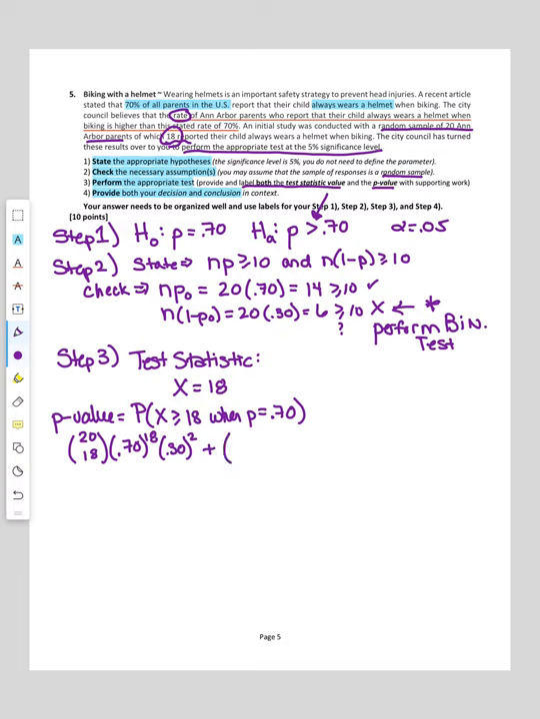That's as extreme, but we also keep the definition of a p-value consistent. It's as extreme or more extreme, here as larger. So we need to do the 19 and the 20. So our final term in the p-value computation is for all 20 saying yes. So there is some calculator work involved here.